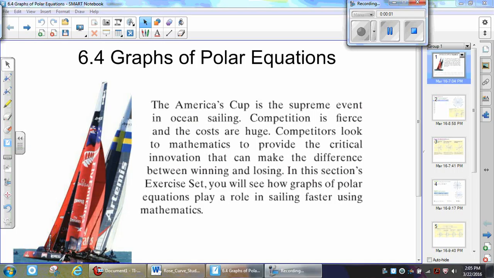For the first part of section 6.4, graphs of polar equations. If I can have a volunteer, please read the introduction paragraph.